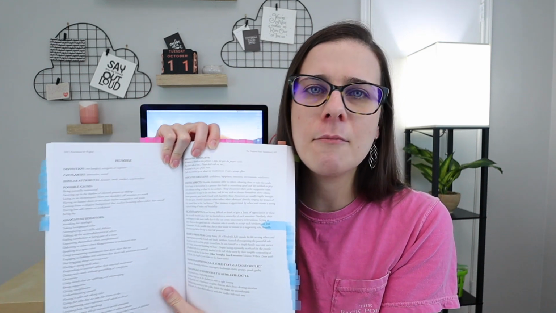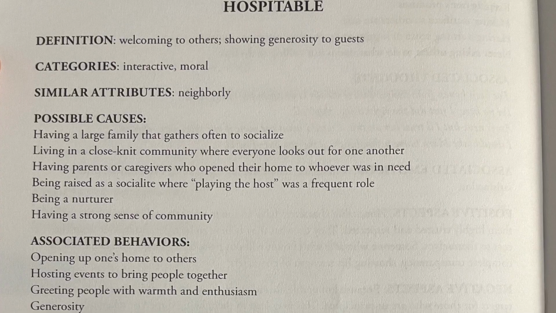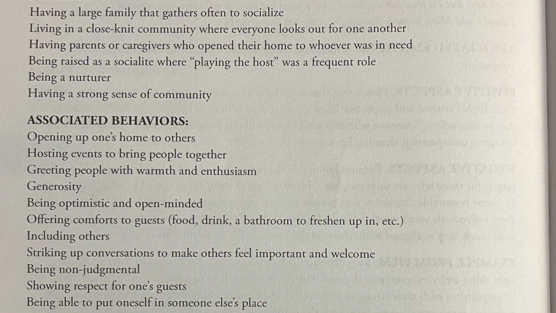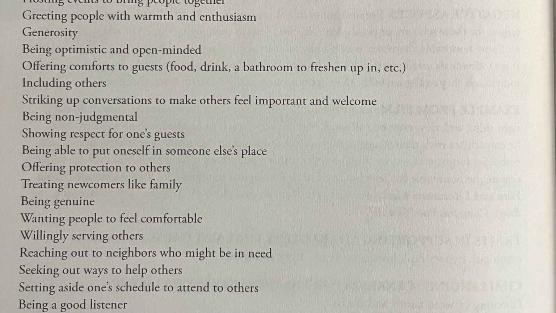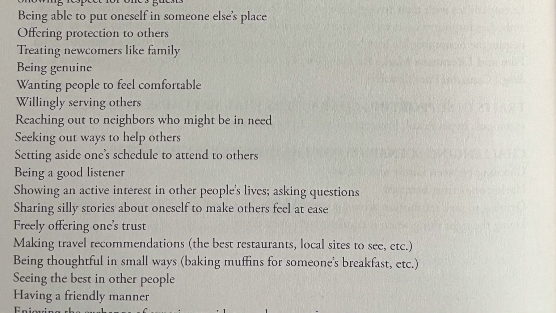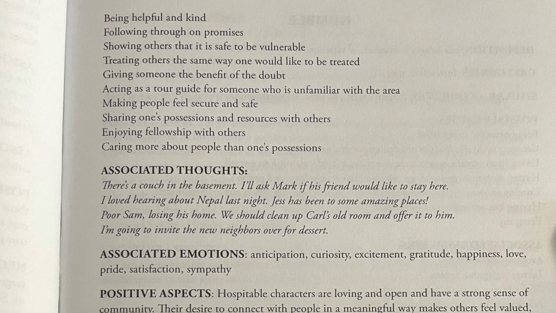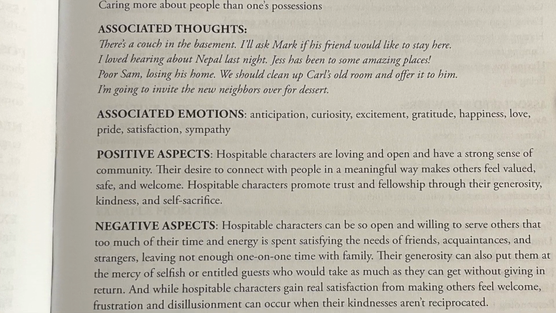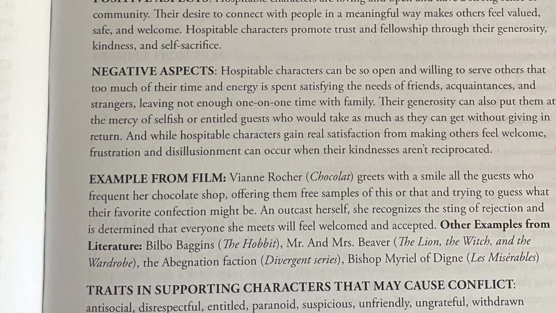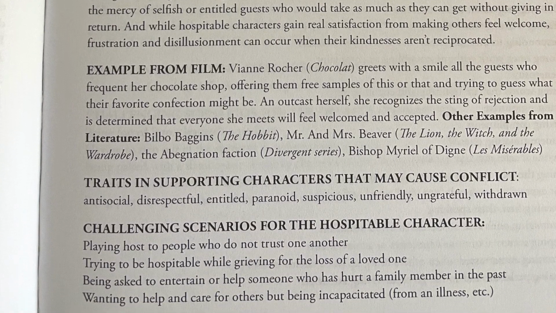And it gives you a huge amount of information, things to think about related to whatever that positive trait might be. So for example, under hospitable, it has the standard definition and synonyms. It goes into what might have caused the character to develop the trait, associated behaviors and thoughts for the trait, negative aspects that might develop from the trait, examples of hospitable characters from movies or other books, scenarios that a hospitable character might find challenging. Super helpful when it comes to really thinking through your characters.